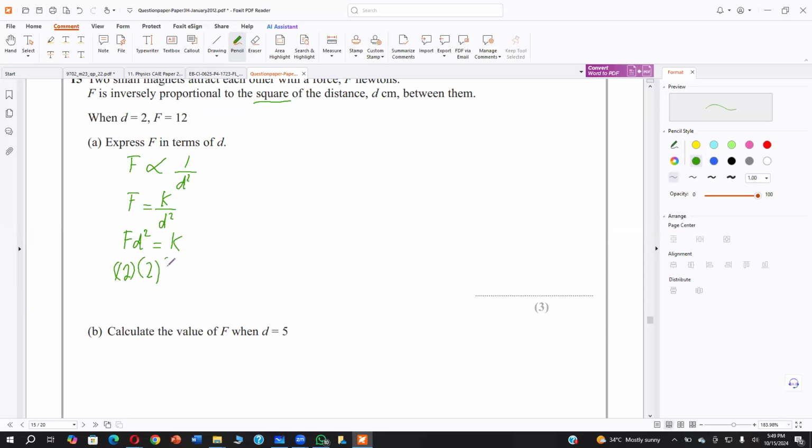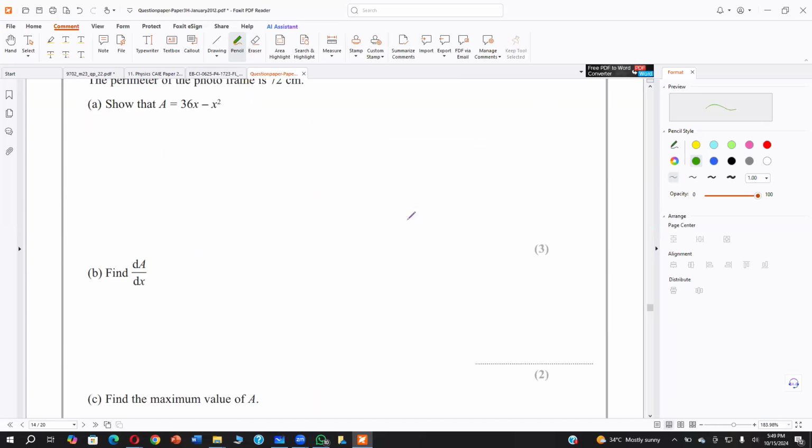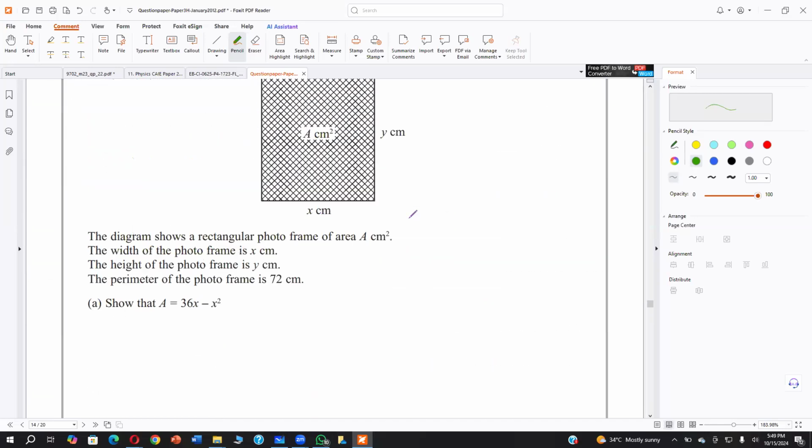Achha. What K was coming? K was coming 48. Yeah. And what about the second part? For the second part, I got 1.92. Right. That's a good question. Differentiation is there.